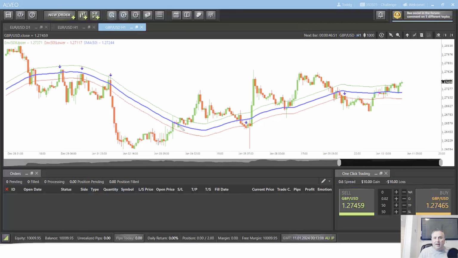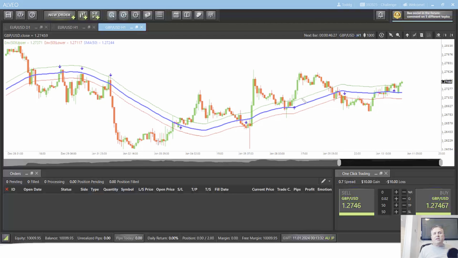Really kind of right here. The up arrows are going to be our long entries. Right in here and right in here. It may be kind of hard to see, but we've got really 1, 2, 3, 4, 5, 6, 7, 8 trades here. This is an hourly chart of the pound dollar.